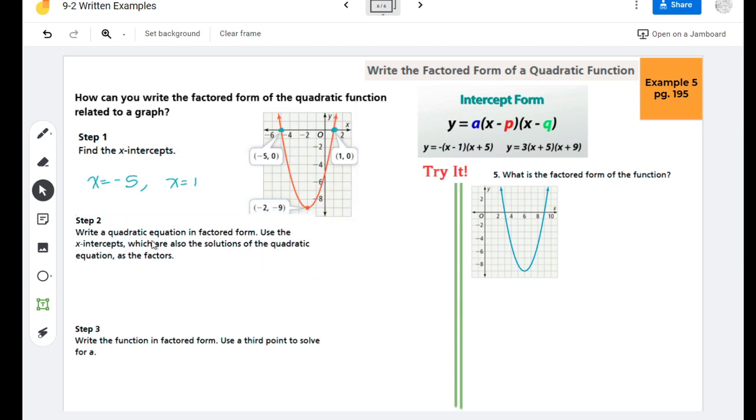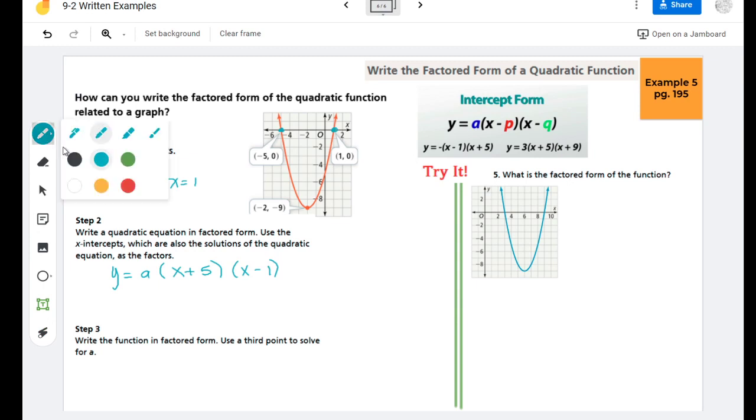Step 2 says to write a quadratic equation in factored form using those x-intercepts. All right, so that's what I'm going to do. I'm going to say y equals a times x plus 5 and x minus 1. Remember, when we do the zero product property, we take this and set it equal to 0. And so the way that I like to think about it is I'm taking these and solving to get 0 alone, or to get it equal to 0. So I'm kind of undoing that.